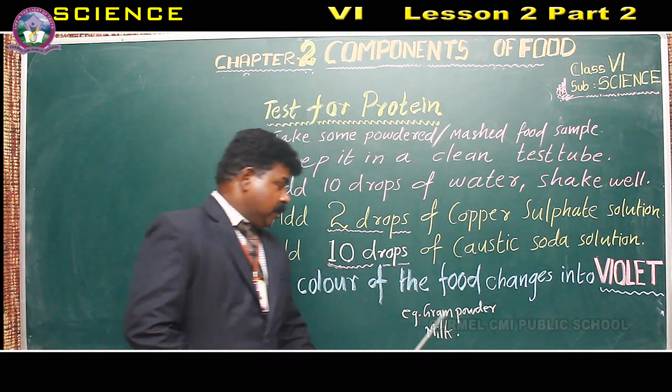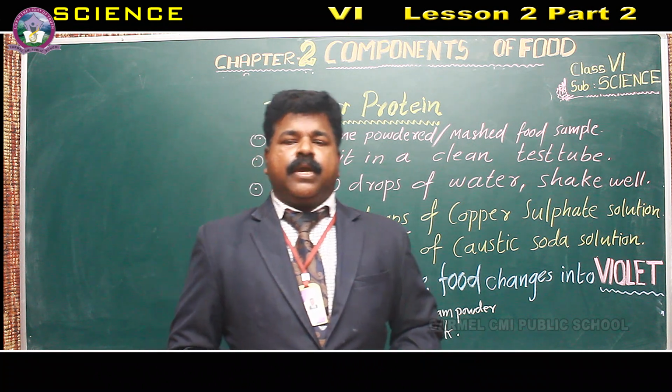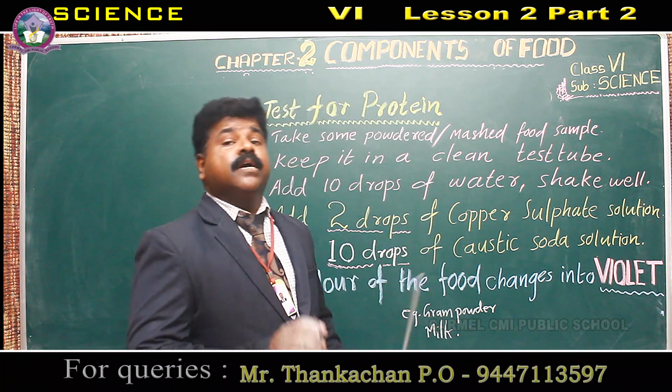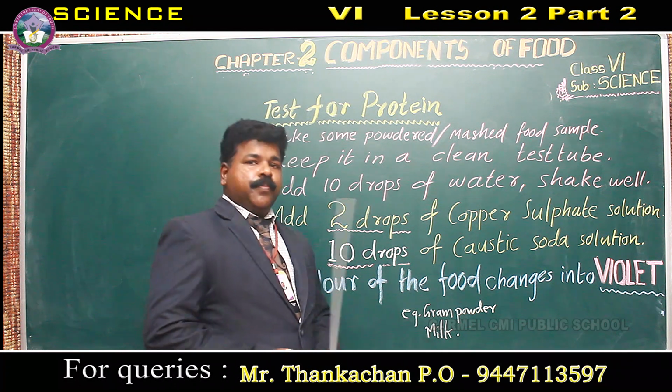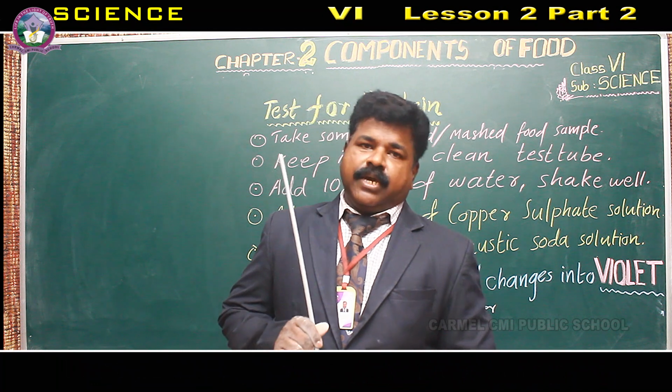We may use gram powder. Gram means any type of pulse variety, which we can make into a fine powder, or even milk you can use. When we pour these solutions into milk, very soon we can observe the color change.